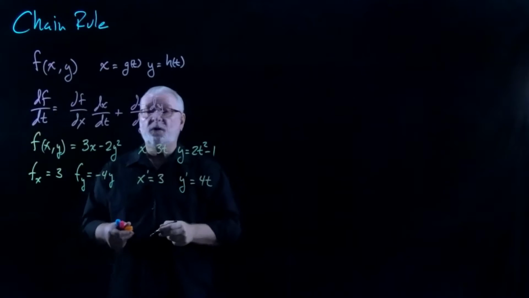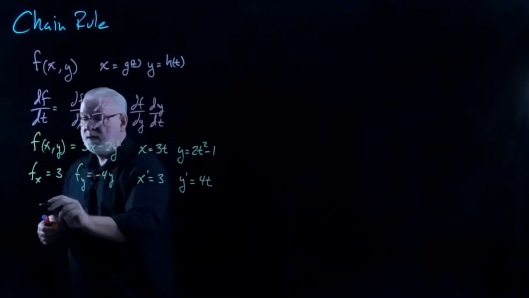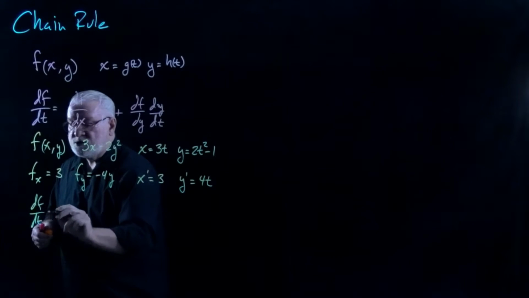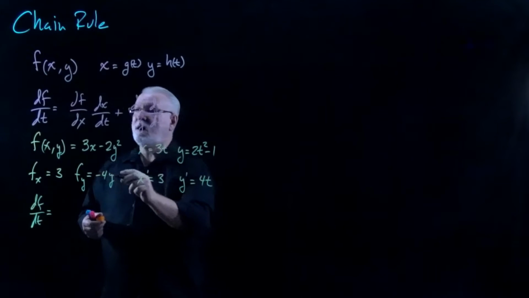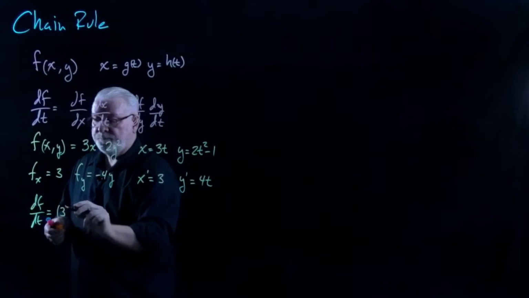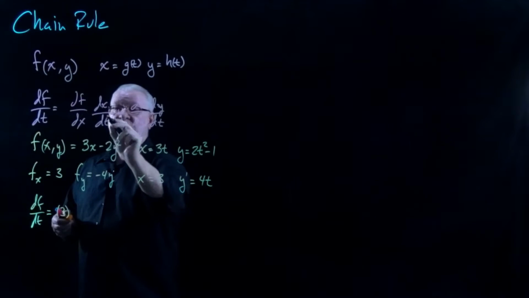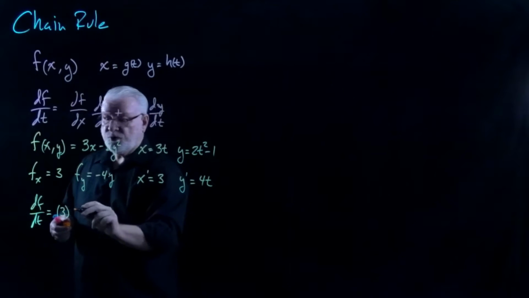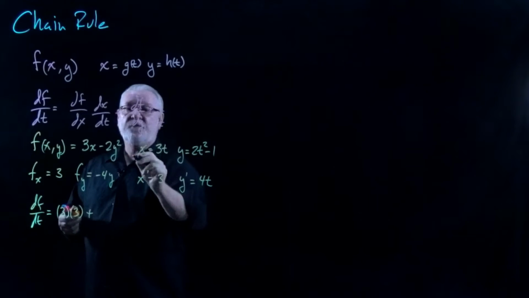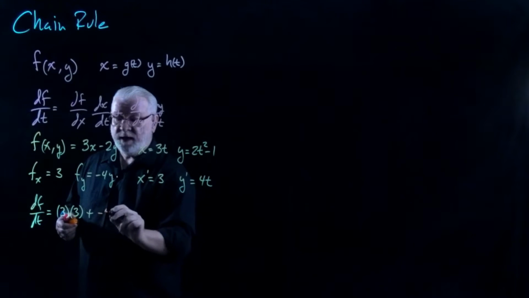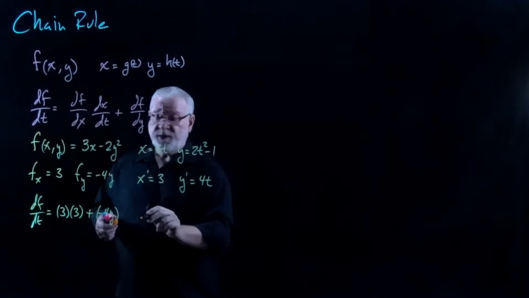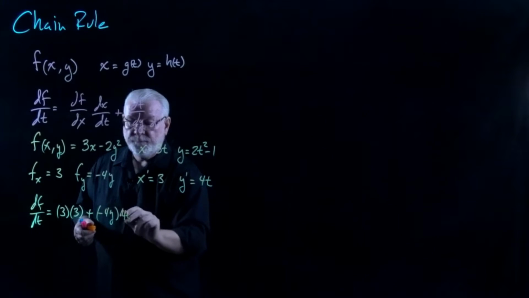And now I'm ready to form the derivative of f with respect to t. In essence, the derivative of f with respect to t is just going to be the product of these functions. So I'm going to take first the partial of f with respect to x, that's 3, times the derivative of x with respect to t, that's also 3. And then I'm going to add to that the partial of f with respect to y, and that partial was negative 4y. And finally, the derivative of y with respect to t, and that was 4t.